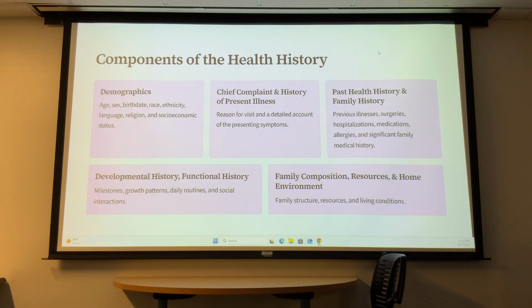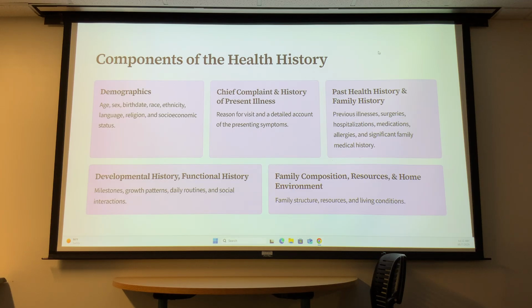And then family composition, resources, home environment. So knowing about their family structure, their resources, their living conditions, why is that important? To give the appropriate resources. Okay, again, appropriate resources, appropriate education to the appropriate person or persons, right? Who's the primary caregiver of this person?